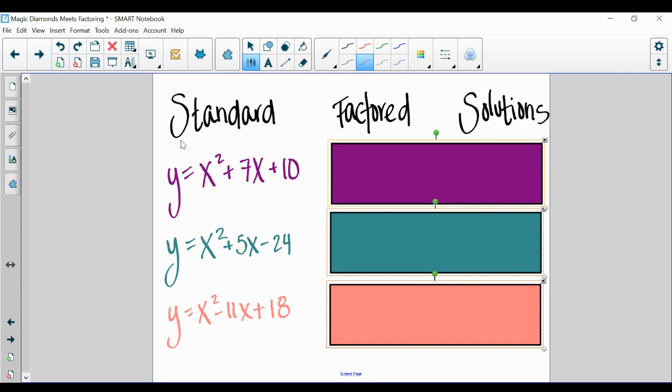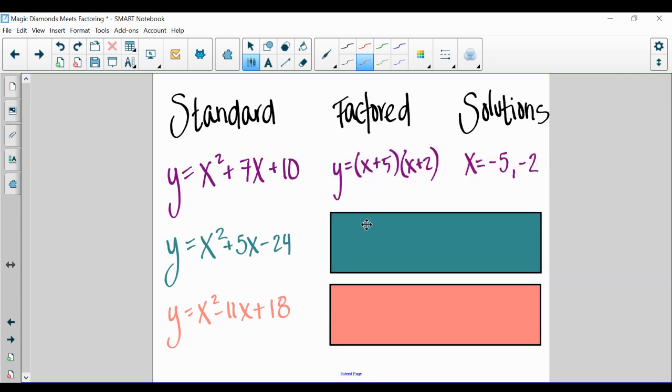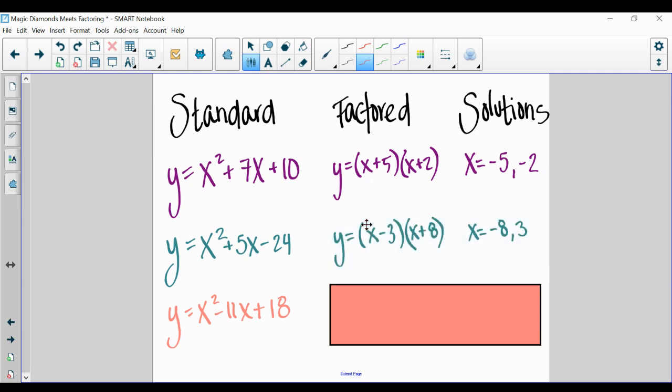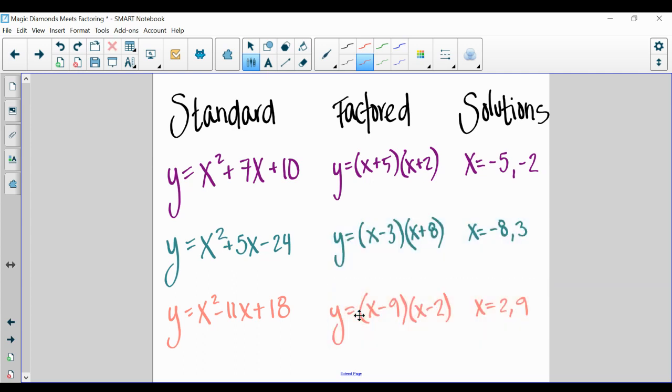So a few more practice for you. Pause the video here and try the purple, the teal, and the pink, and then I'll reveal the answers. So here's the purple. I'm going to give you factored and the solutions. And here's the teal. And here's the pink.